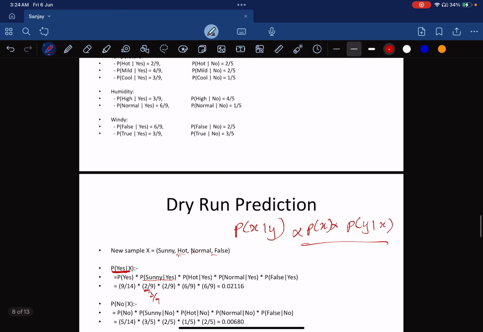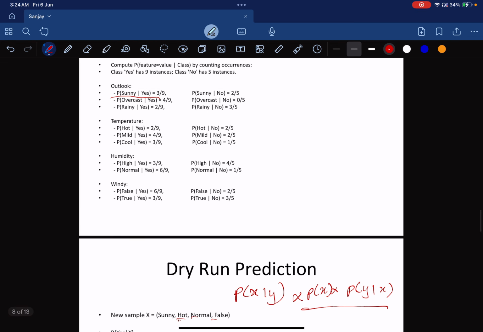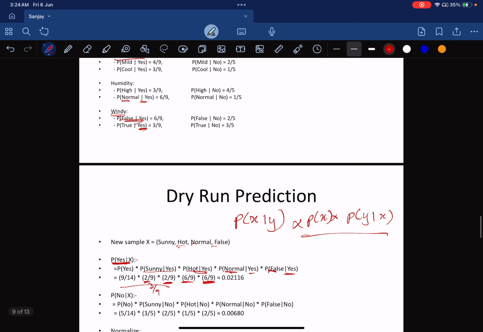And P of hot given Yes is 2/9. So we write it as 2/9. P of normal given Yes is 6/9. And also P of false given Yes is 6/9. If I multiply these, this is the answer we get. And similarly, we do it for P of the no class.